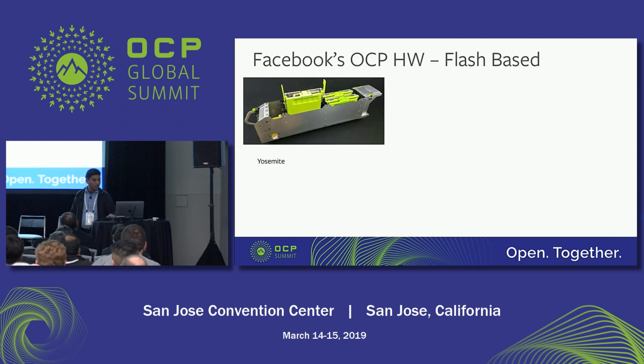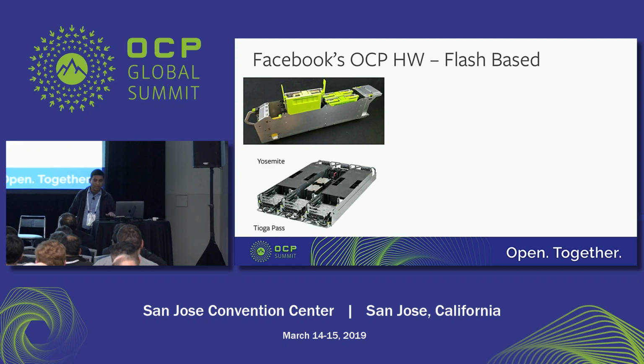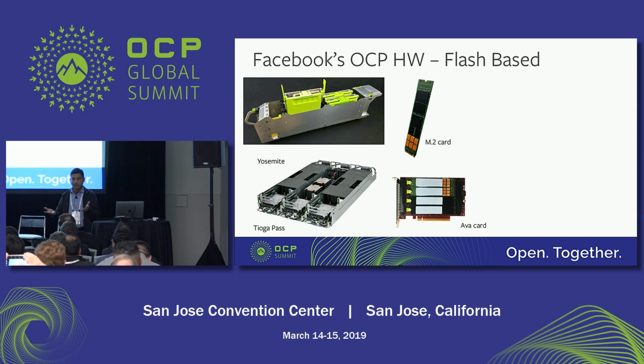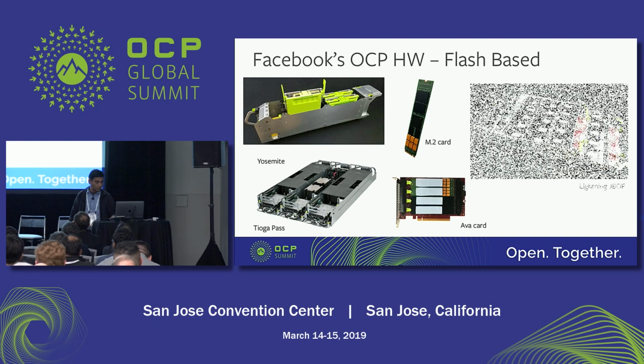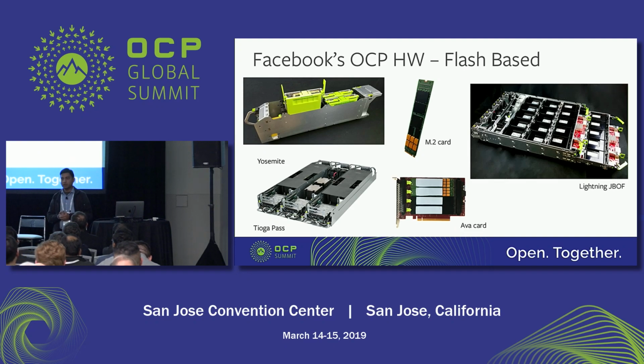Yosemite is our second generation chassis that houses 4 Twin Lakes, which is the single socket servers based on Skylake DE CPU. Tioga Pass is a dual socket server based on Skylake SP CPU. And these servers can have different form factors of flash, like M.2 cards. Ava is an adapter card that can house 4 M.2 SSDs and can go in one of these servers. Lightning JBOF houses massive amounts of flash that we use for our disaggregated solution today.